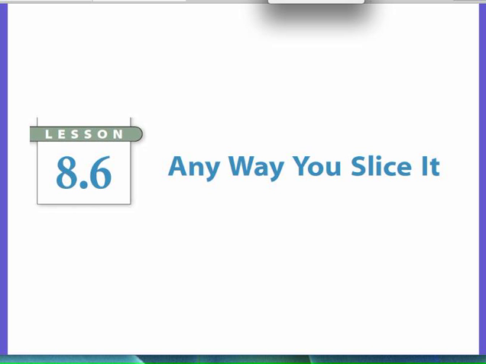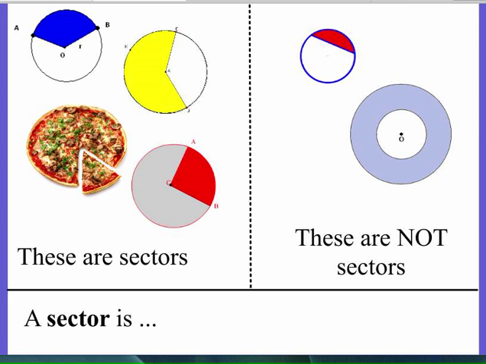Okay, so today we're going to talk about section 8.6. First of all, if we look at that very first slide on the sheet of paper I gave you, it tells you these are sectors, these are not sectors. Based on what you see, either up here on the screen or on the sheet of paper I gave you, I want you in your groups to determine what is a sector. I want you to come up with a definition. I'm going to give you about a minute to a minute and a half.